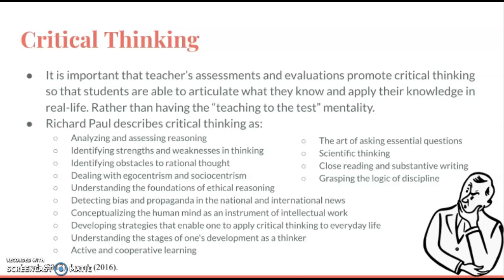Paul Richard describes critical thinking as analyzing and assessing reason, identifying strengths and weaknesses in thinking, identifying obstacles to rational thought, dealing with egocentrism and sociocentrism, understanding the foundations of ethical reasoning, detecting bias and propaganda in the national and international news, conceptualizing the human mind as an instrument for intellectual work, developing strategies that enable one to apply critical thinking to everyday life, understanding the stages of one's development as a thinker, active and cooperative learning, the art of asking essential questions, scientific thinking, close reading and substantive writing, and grasping the logic of discipline.